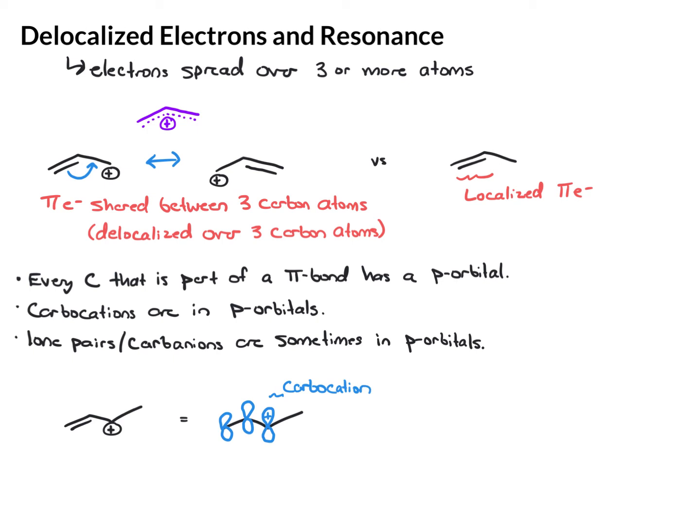What we find here is a conjugated system. Anytime you see 3 or more p orbitals in a row without any breaks between them, that's a conjugated system.